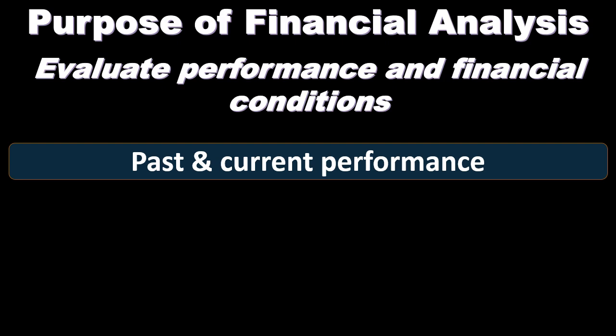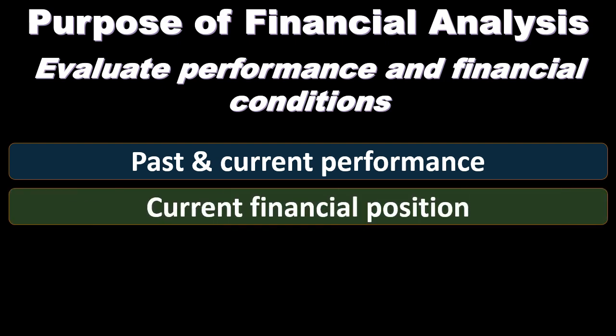So when we're considering performance, we're thinking about how they are doing in terms of action, as opposed to how they are at this point in time in terms of financial condition. In other words, for past and current performance, we're typically thinking of income statement items, performance items, temporary accounts, as opposed to the balance sheet. Where are they at this point in time?